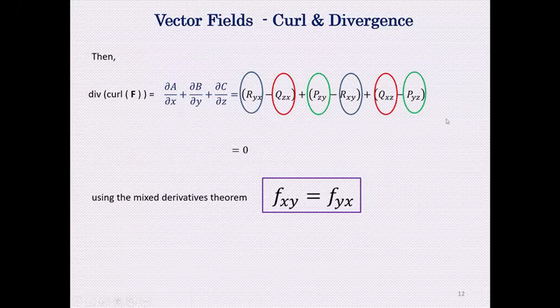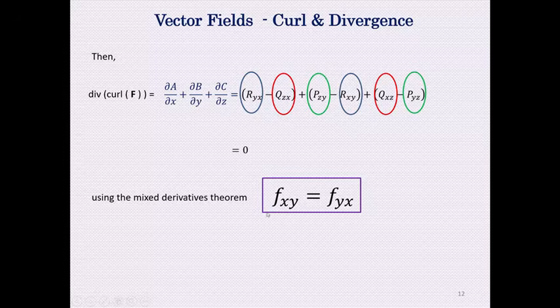We end up with 6 terms, and our job is to show that the outcome is 0. So obviously we'll group them into like terms: P with P, Q with Q, and R with R in different colors. Let's focus on one of them, say the one in blue. We have Ryx minus Rxy.